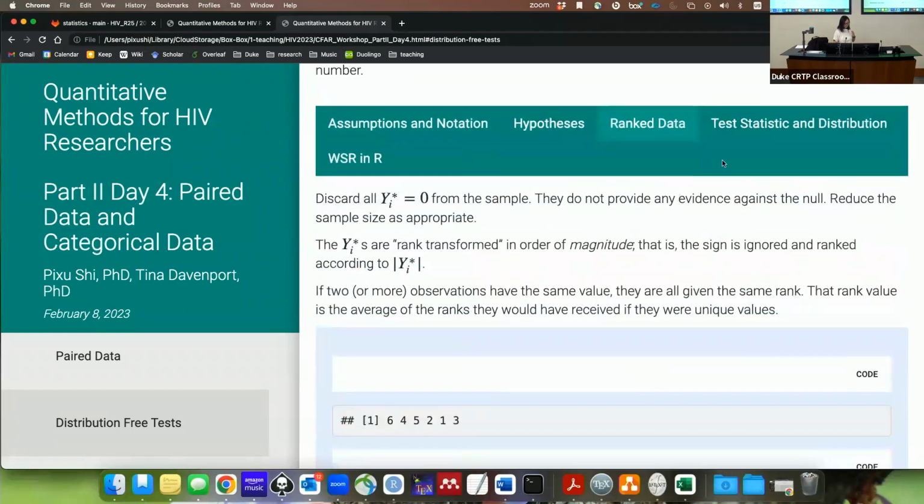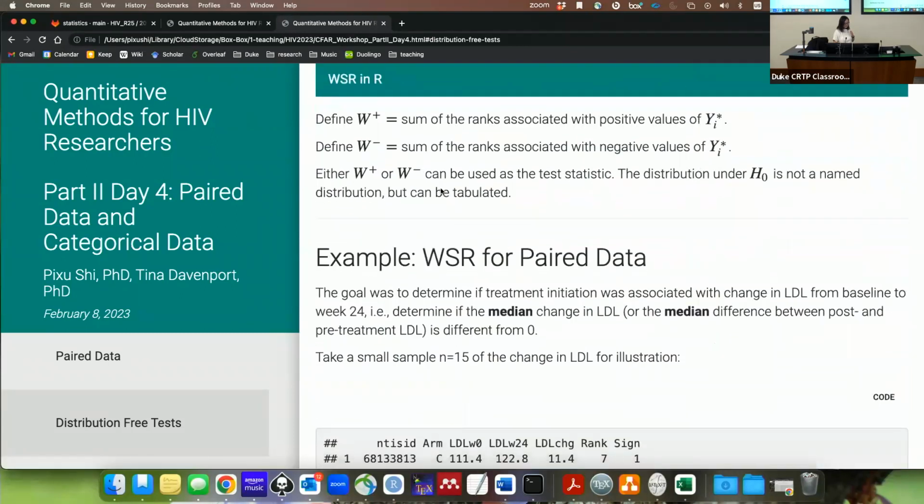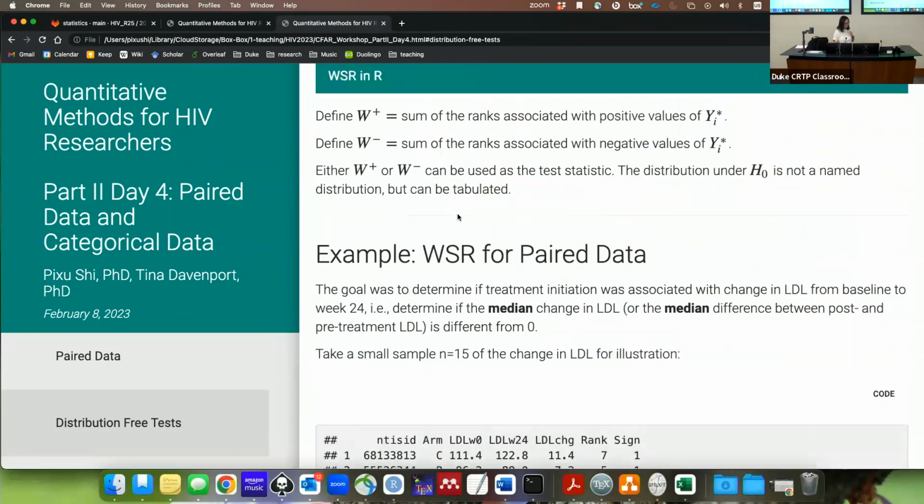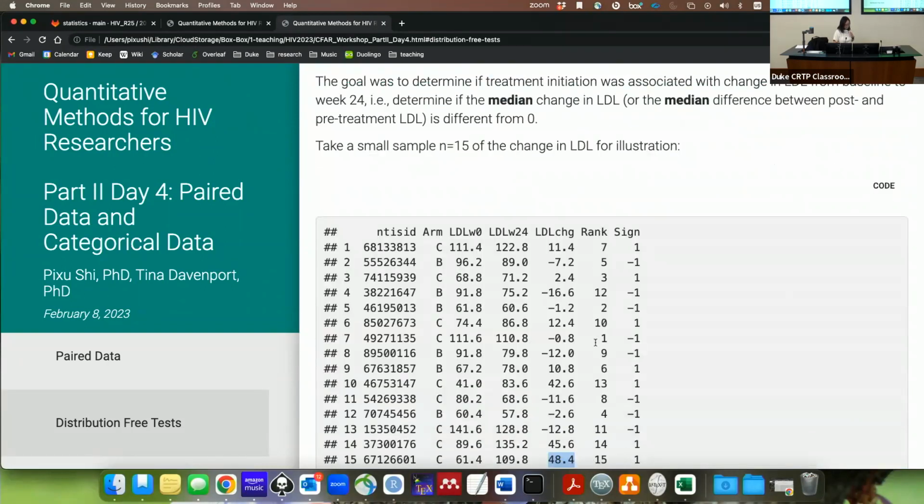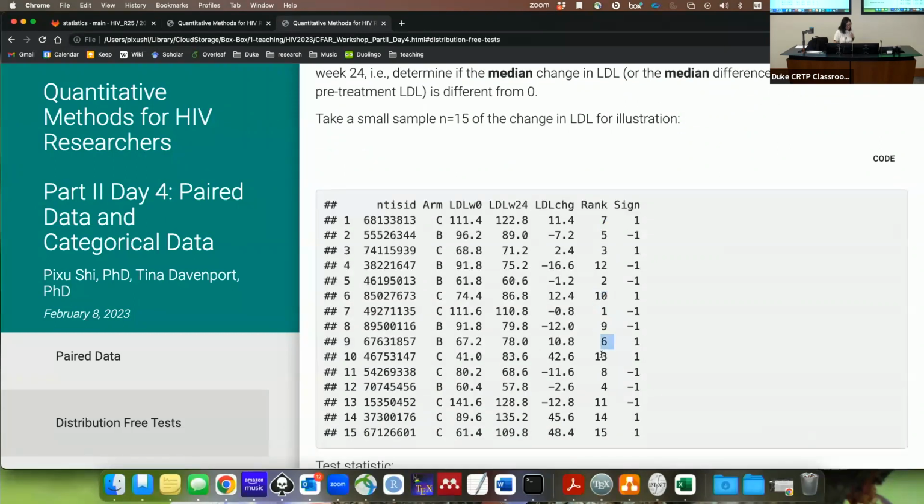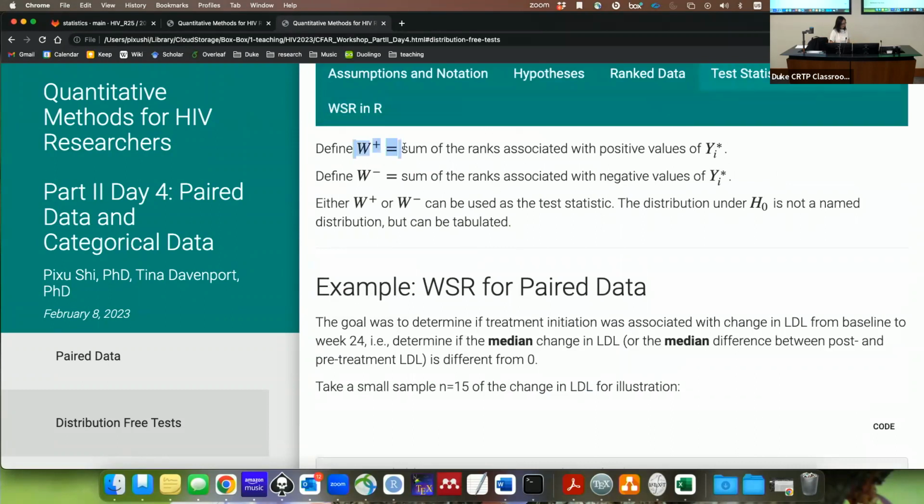So the test statistic is to take the sum of all of the ranks for sign equal to positive. You sum up the 7 plus 3 plus 10 plus 6 plus 13 and 14 and 15. That will be your test statistic. And another test statistic is to sum up all of the negative ranks, but they are actually just two sides of the same thing. You use either one, you will have the same result, because the summation of all of the ranks is going to be a known number. So the summation of the positive ranks or the negative ranks can either one of them be used as the test statistic.